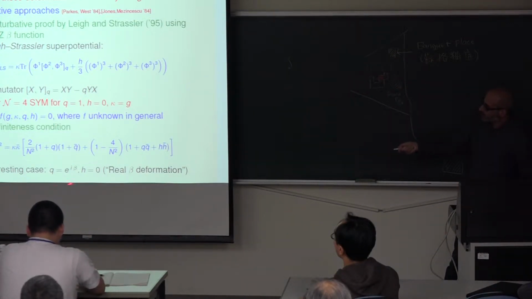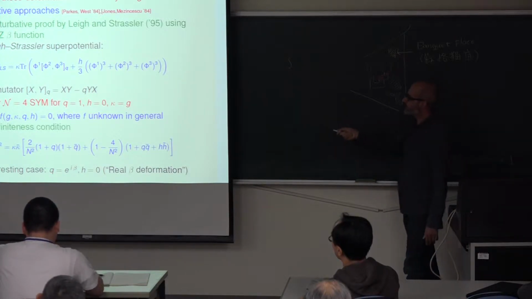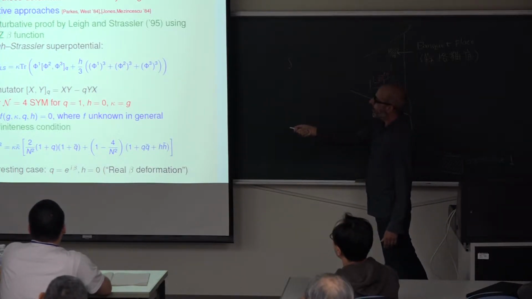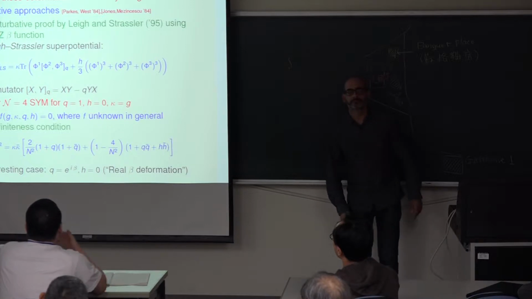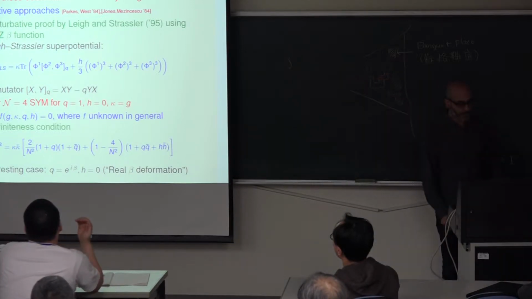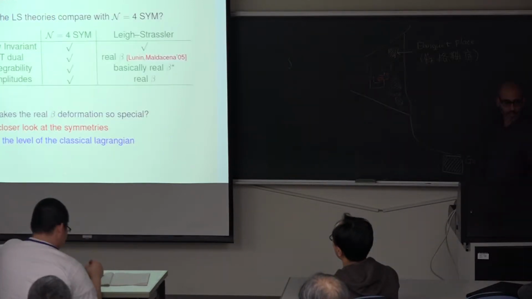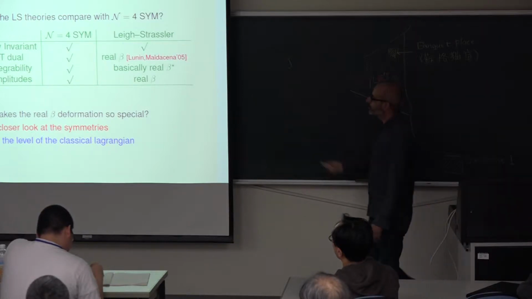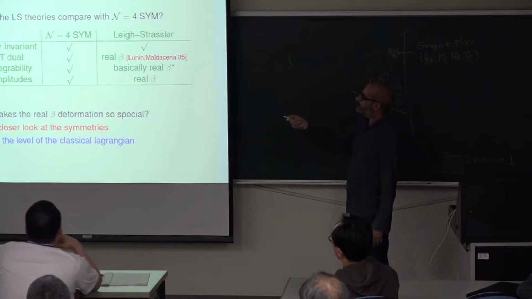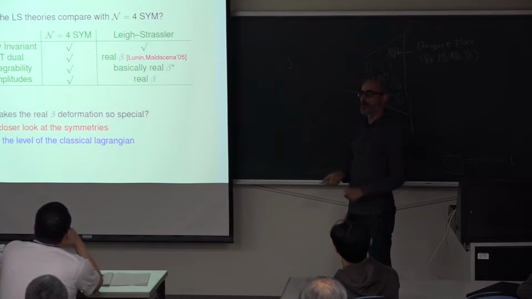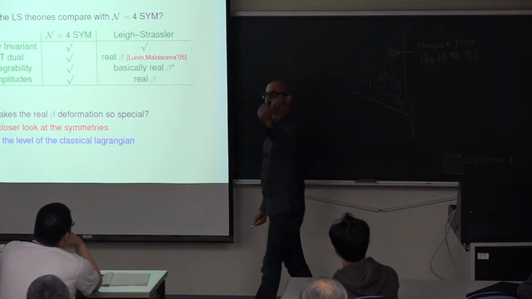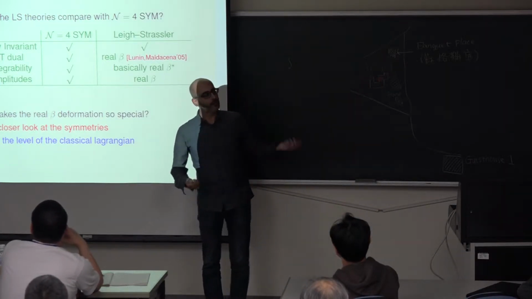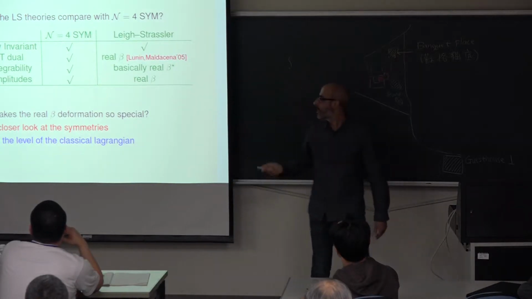The most studied case is the case where you take H to be 0, so you forget about this part, and you take Q to just be a phase, e to the i beta. This is known as the real beta deformation. I'll have a lot to say about that. Well, actually, already now. So how do these deformed theories, which are parameterized basically by Q and H, compare to N equals 4?